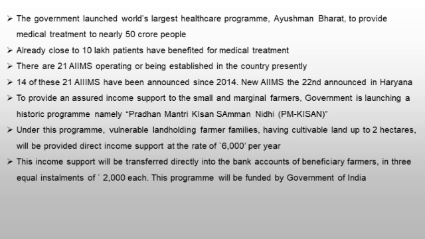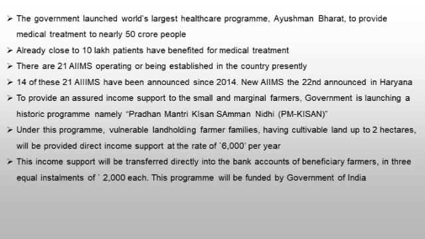That's, as I said, more of a political rhetoric than a serious finance budget speech. Then this is more important, a new scheme, Pradhan Mantri Kisan Samman Nidhi, where vulnerable landholding farmer families having cultivable land up to 2 hectares.